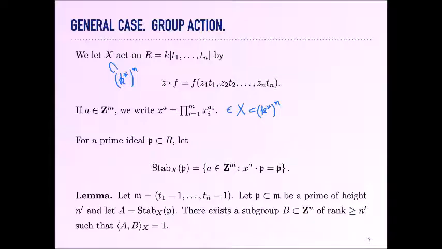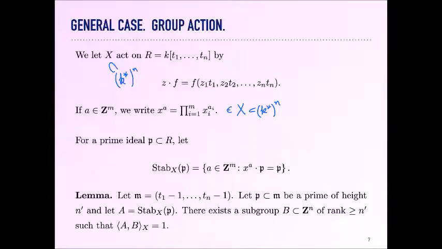Then if you have a large stabilizer, then you want to know that you have these kind of orthogonal subgroups. So this is giving us the conclusion that we want. In this case, there exists a subgroup B of Z to the n of rank greater than or equal to the height of this prime, such that A and B are orthogonal. So this is how we're going to prove the existence of our A and B.